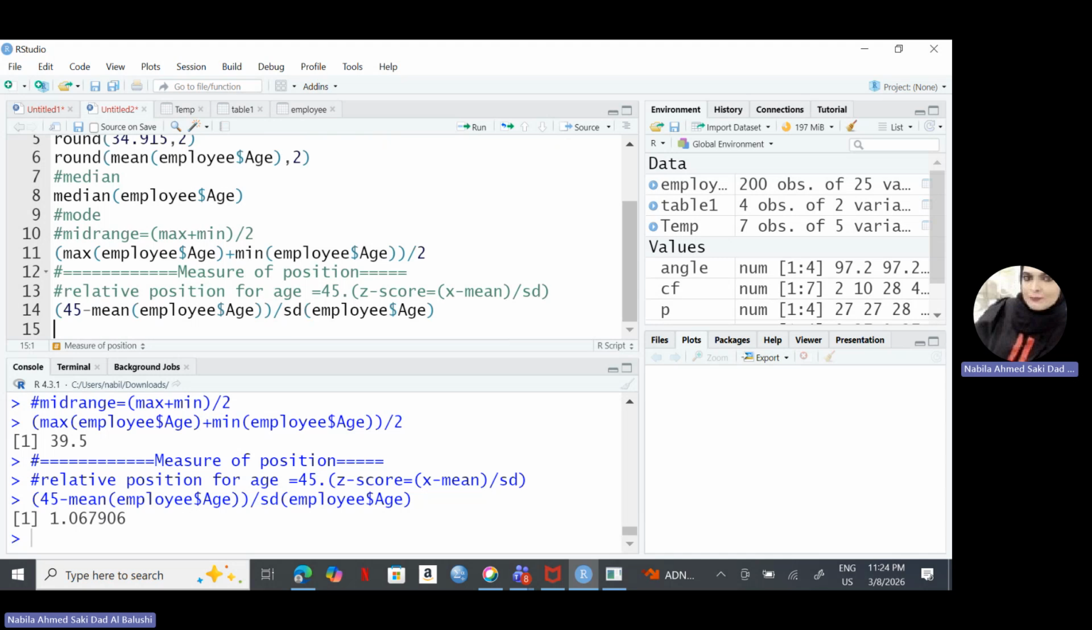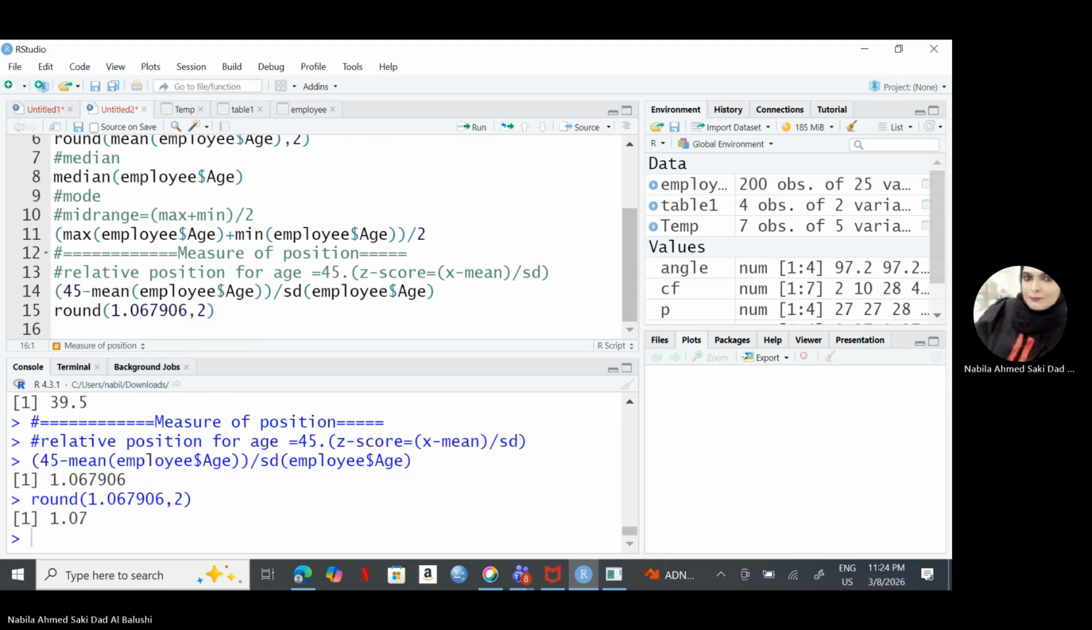You can round your answer by taking the command round, taking your answer there, keeping it inside the brackets, comma 2. So this is up to 2 decimal places.